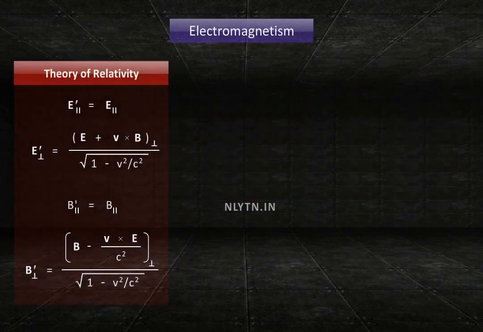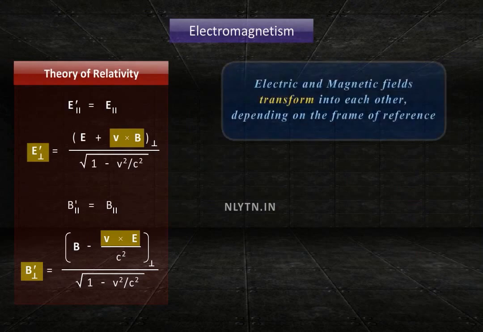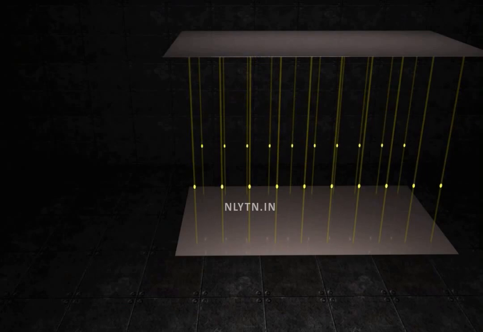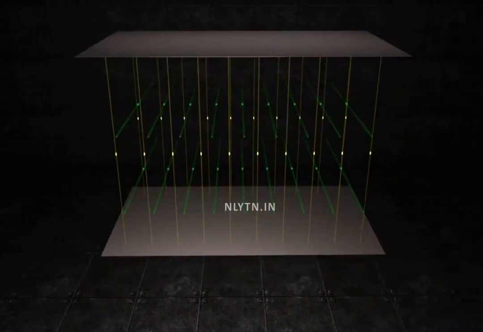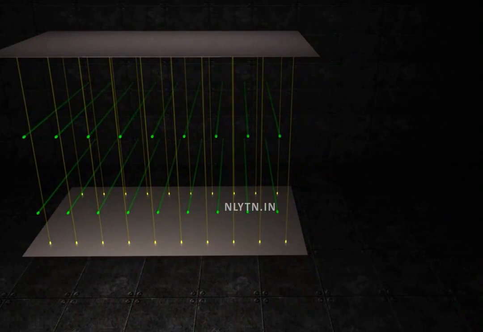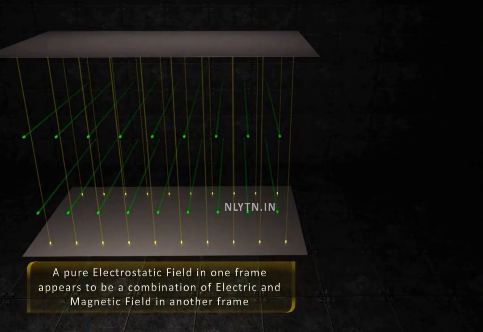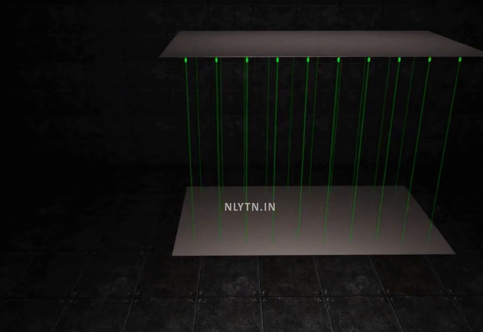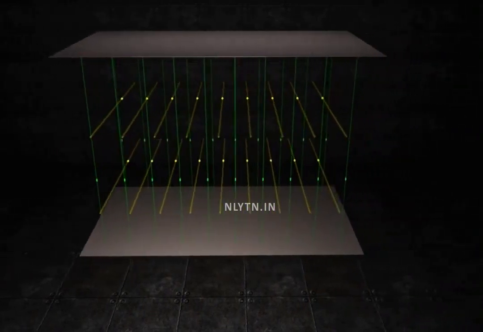In fact, theory of relativity tells us that the electric and magnetic fields transform into each other. Let us say we have a pure electrostatic field. The moment we move perpendicular to the field, a magnetic field appears and the existing electric field is reduced. If we have a pure magnetostatic field, then the moment we move, an electric field appears and the magnetic field changes.